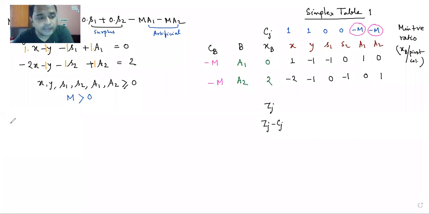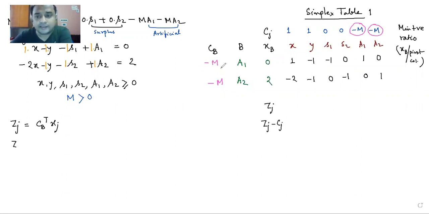And you know how to calculate Zj. The formula for calculating Zj is CB transpose times Aj. This is the formula. I'm not going to discuss it in detail because many times I discussed it in the previous session. So we are actually going to multiply. I'm showing you only one.